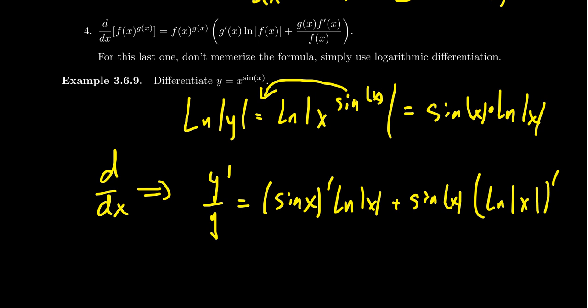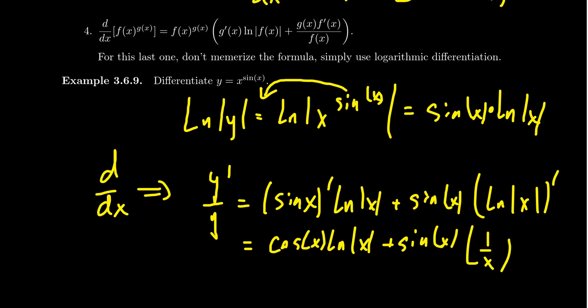Take its derivative. Derivative of sine is a cosine of x times the natural log of the absolute value of x. And then the derivative of the natural log of the absolute value of x, that's going to be a 1 over x. And this is all equal to y prime over y.